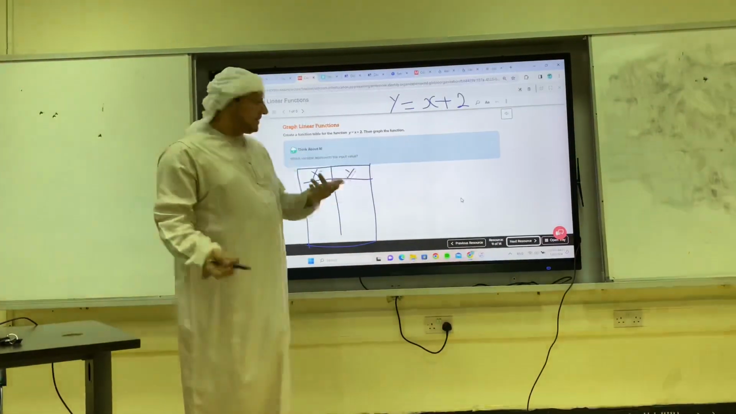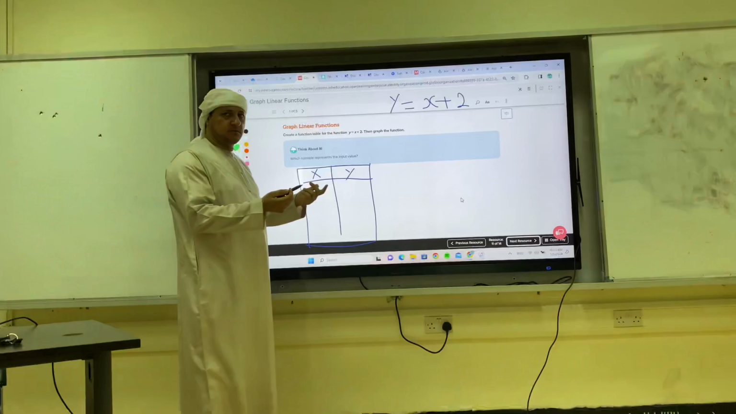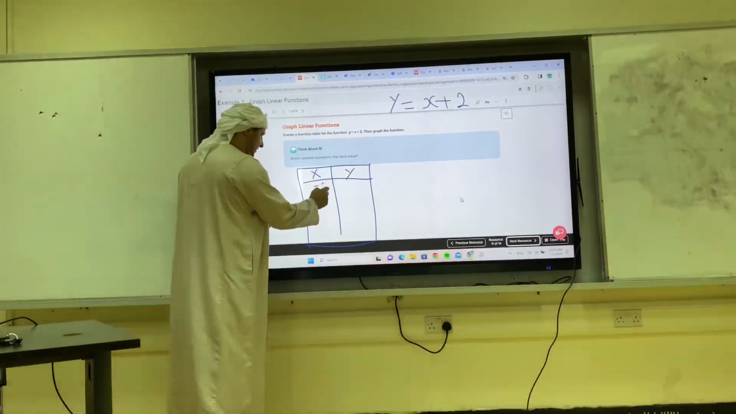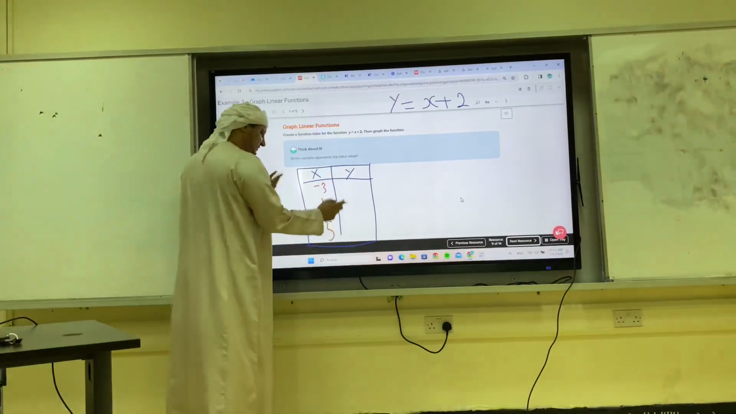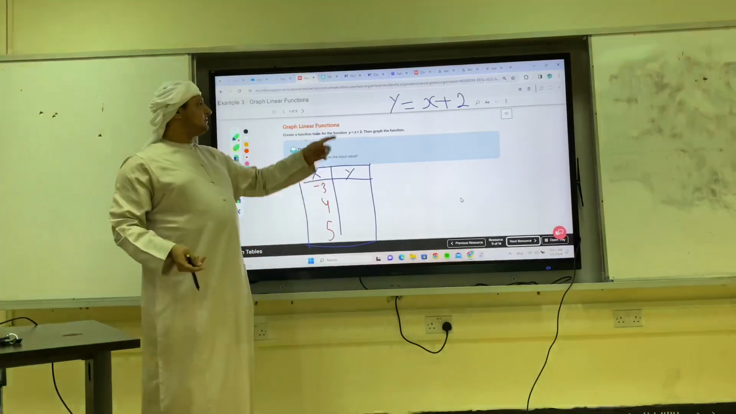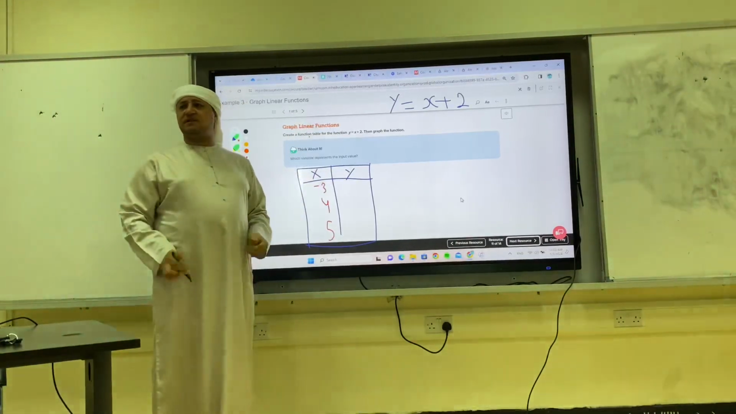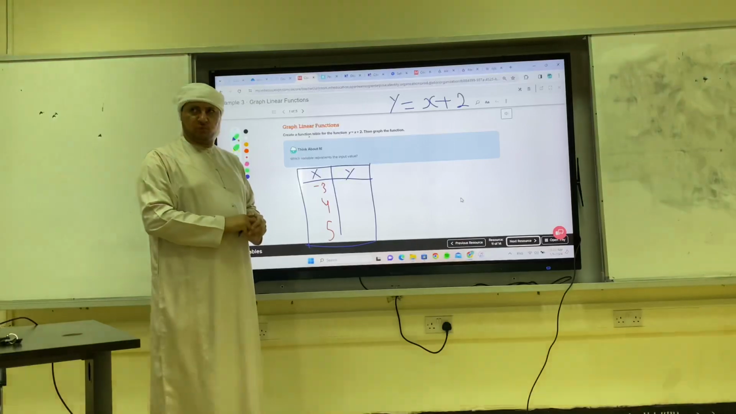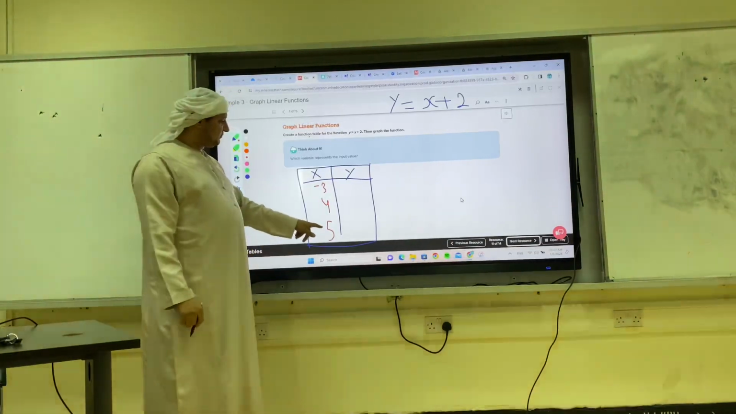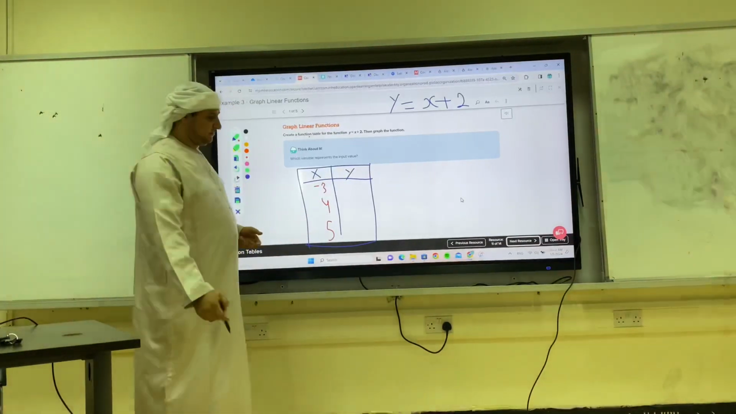Negative 3, 3, 4, 5, 6. Negative 3, 4, and 5. Actually, to graph a line, because this is linear, it's a line, you need only 2 points, no more. However, I made a third point just to confirm my answer is correct.